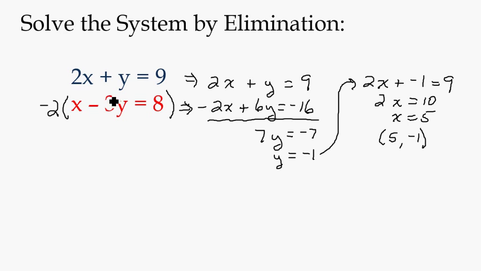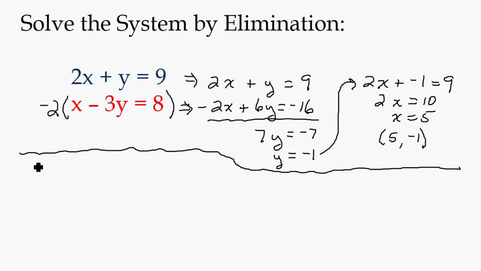Let's see, if we put 5 in for x into the red equation, 3 times negative 1 is negative 3, so minus a negative 3 makes a plus 3. So we got 5 plus 3, that's 8. That works.